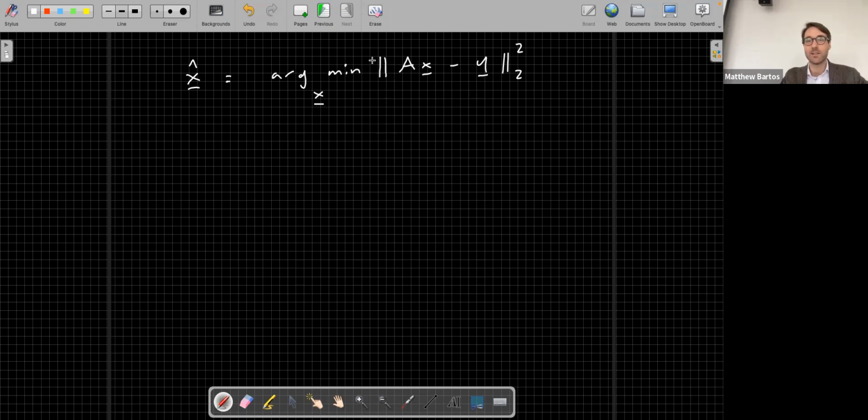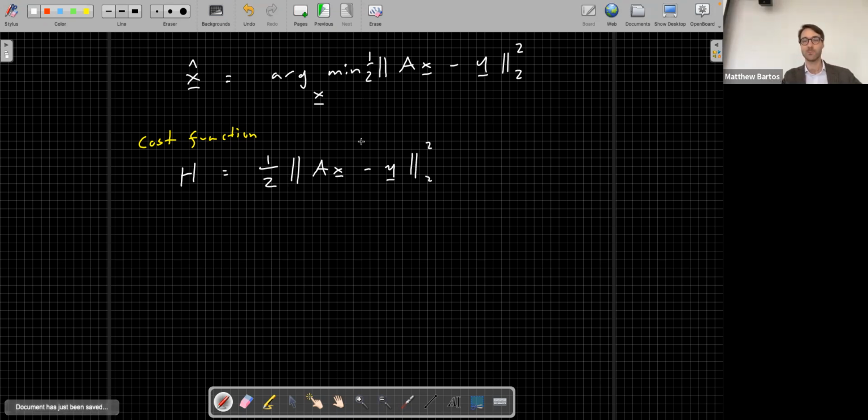And the next thing we can do to make this easier is note that the x that minimizes this norm also minimizes 1/2 times this entire norm. Okay, and with that, we can go ahead and set up a cost function. We're going to say that h, our cost function, is equal to 1/2 times the norm of ax minus y squared. This is the 2 norm of ax minus y squared. We want to minimize the error between ax and y.